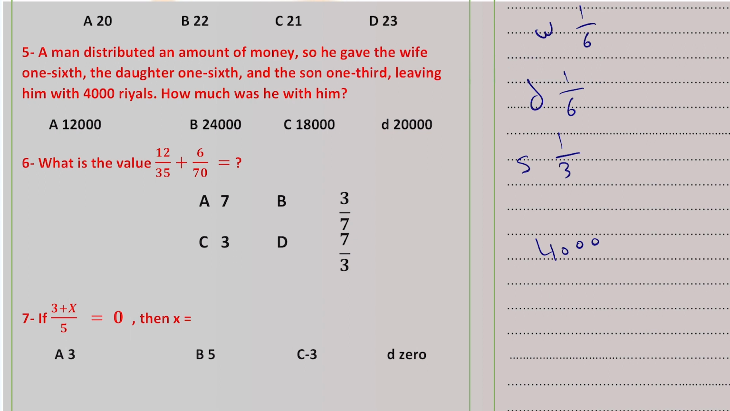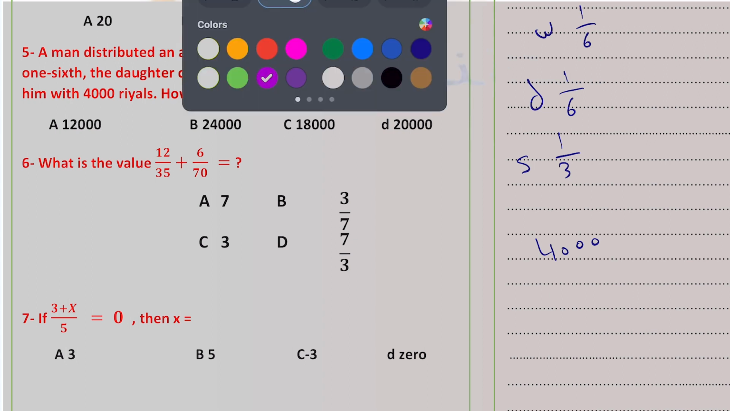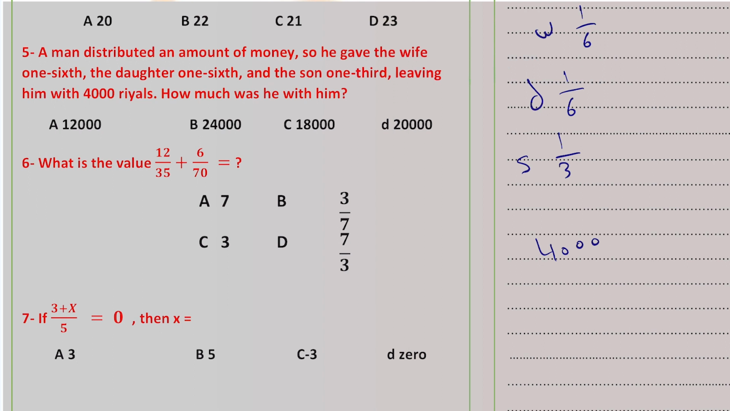Now, I told you, for any question about distributing money or profits or shares, I will try to divide the amount into shares. So I have 6 and 3. I need a number which is divisible by 6 and 3. You can choose 6 or 12 or 18. It's up to you. I prefer the least one, which is 6. 1/6 of 6 will be 1 share. If I have 6 shares, the wife will take 1 share, and the daughter will take 1 share. 1/3 of 6 is 2 shares.